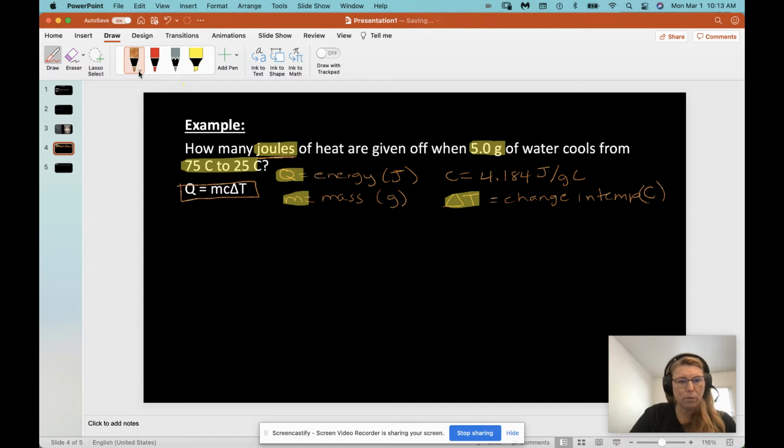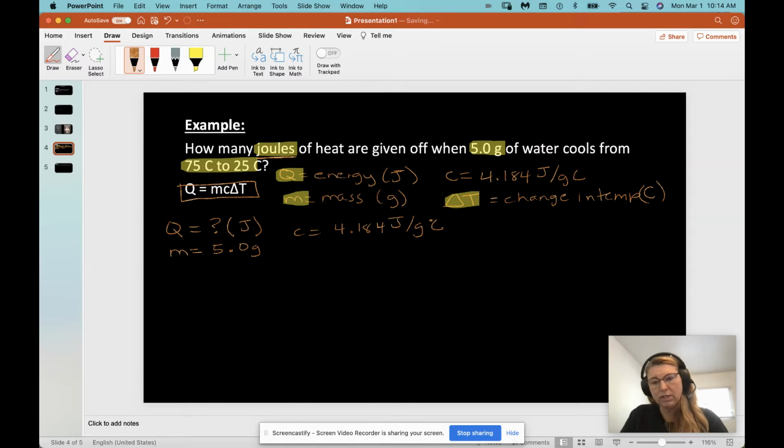So let's go ahead and write down what we know. Q is going to be our X. This is what we are solving for. We don't know it, but the unit that we're going to get is joules. M is going to be our mass, and the problem told us that our mass was 5.0 grams. C, as we mentioned, is going to be 4.184 joules per gram degree Celsius. The reason we're using this value for C is because this problem is asking for joules. If it was asking for calories, we would use the other value.